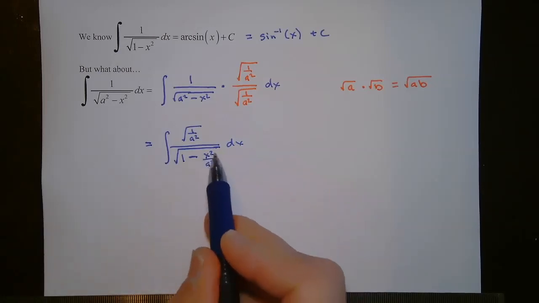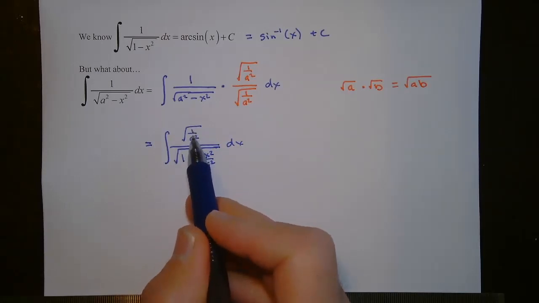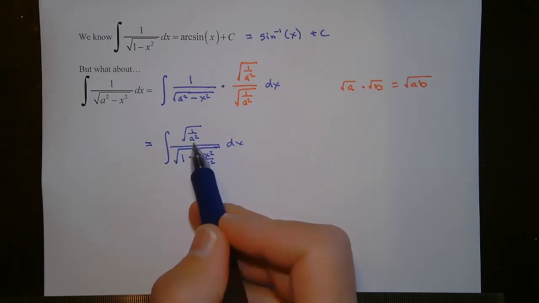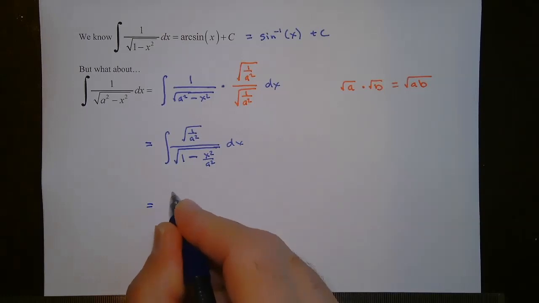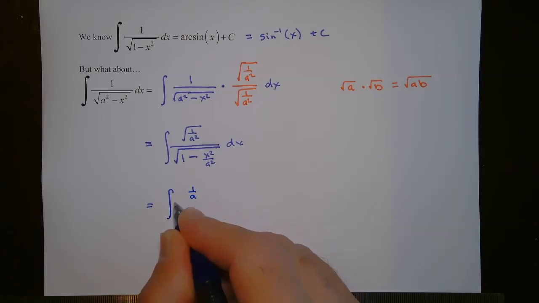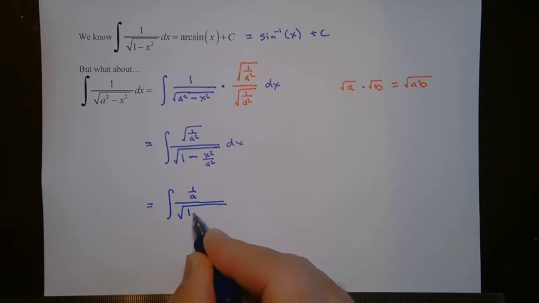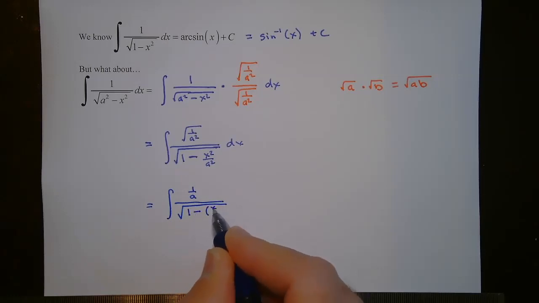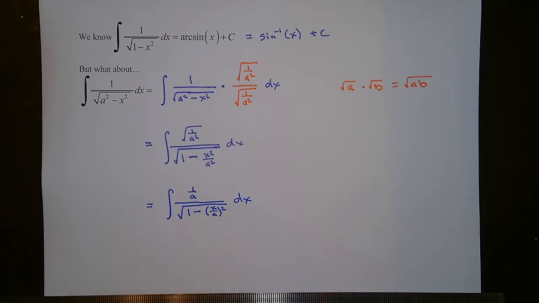So now we're going to be able to rewrite this, because the square root of 1 over a squared is the square root of 1, which is 1, over the square root of a squared, which is going to be a. So this is equal to the integral of 1 over a over the square root of 1 minus x over a squared, and then dx.